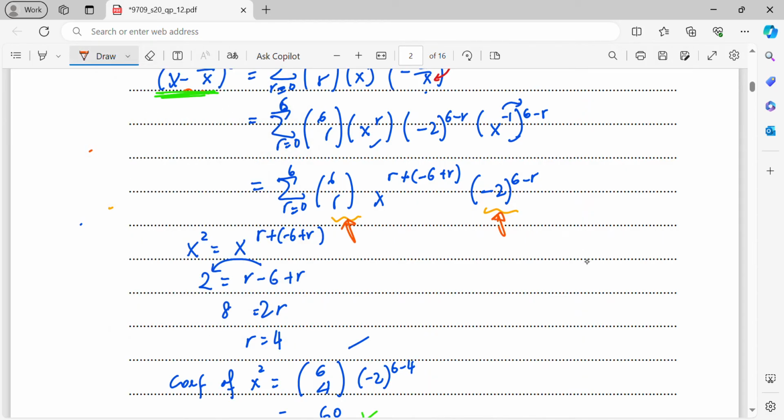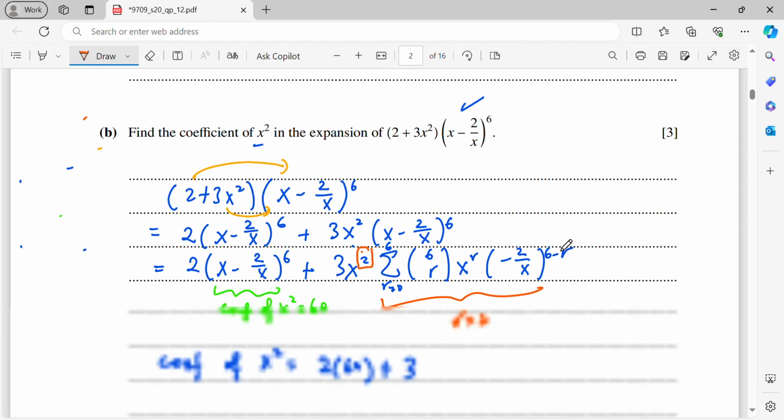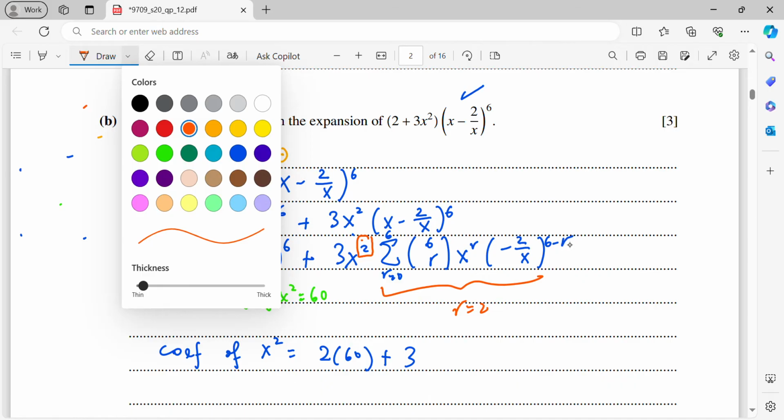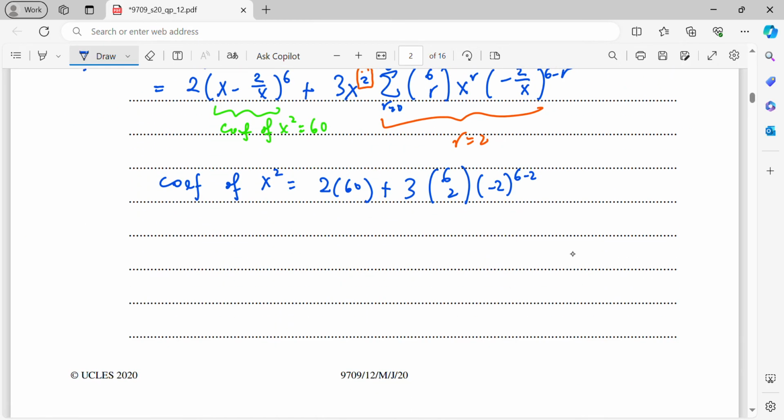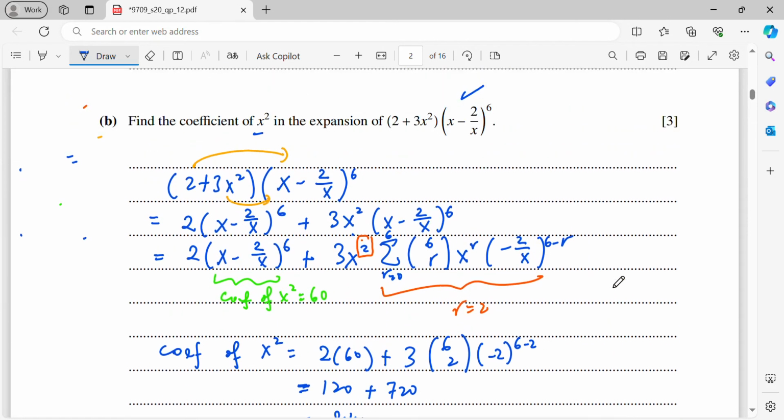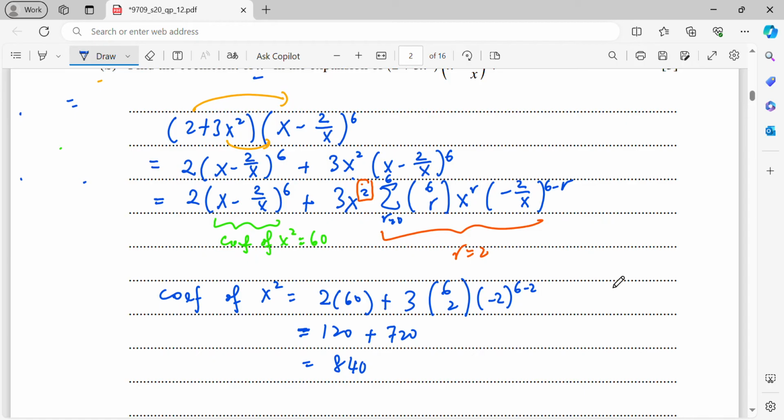Just replace. So I will write 6C2 times 2 to the power of 6 minus 2. So from here, you will be getting 120 plus 720. So at last, you will be getting 840. So this is how we use the previous part answer to solve this question.